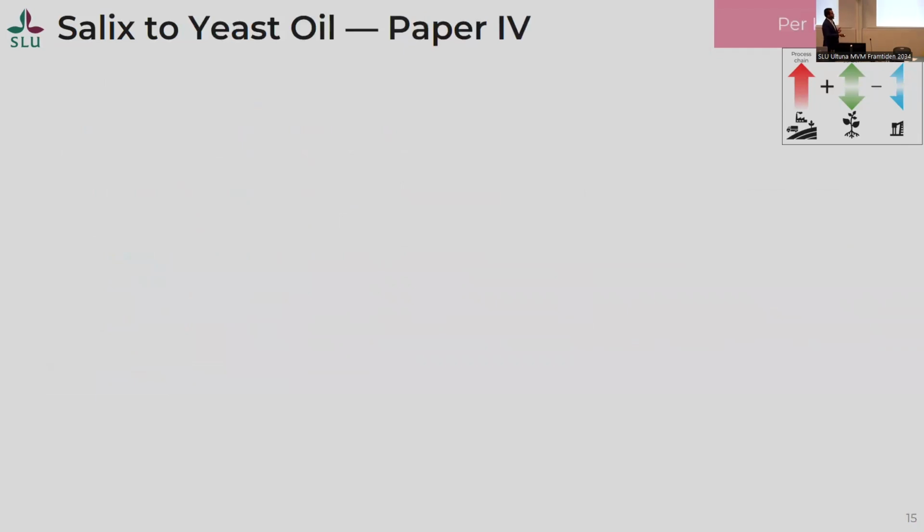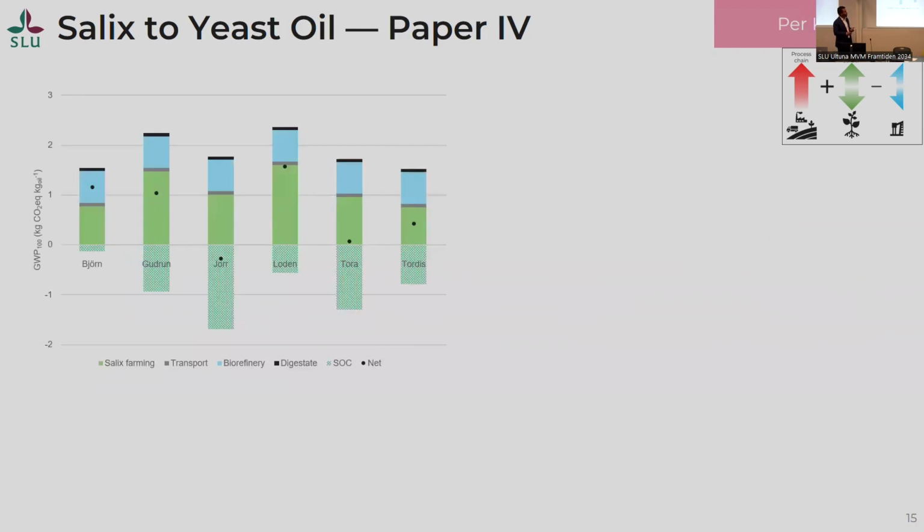And then the last conversion process that we looked at was using Salix biomass to produce yeast oil by fermentation with yeast and then extracting the oil from that. In this case, we did not assume that the yeast oil would replace rapeseed oil, so we did not include the substitution effect of that, but we did include the substitution effect of the land use. So basically, if the land would continue being fallow, or if it would be converted to Salix. Taking that into consideration, we could see that there were two varieties, Jorr and Tora, which would almost give us climate neutral or climate negative oil production per kilogram of oil.